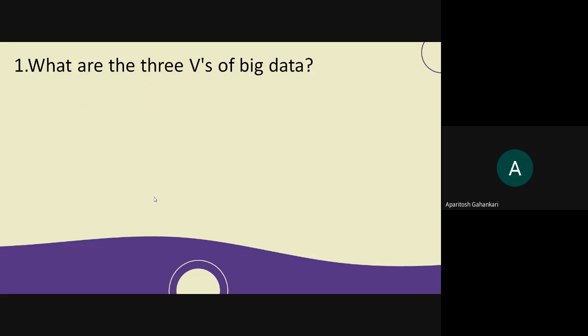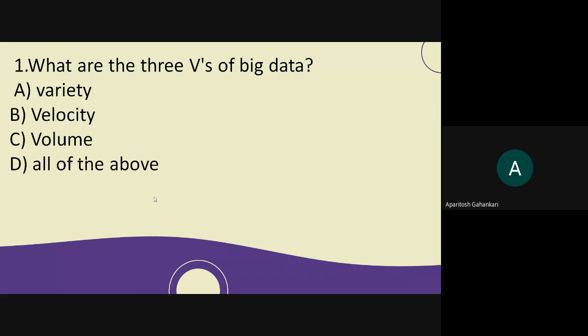Okay, can you answer this question? What are the 3 V's? So they are variety, velocity, and the volume. Okay, so the answer is D, all of the above. Okay, so these are the V's of big data.